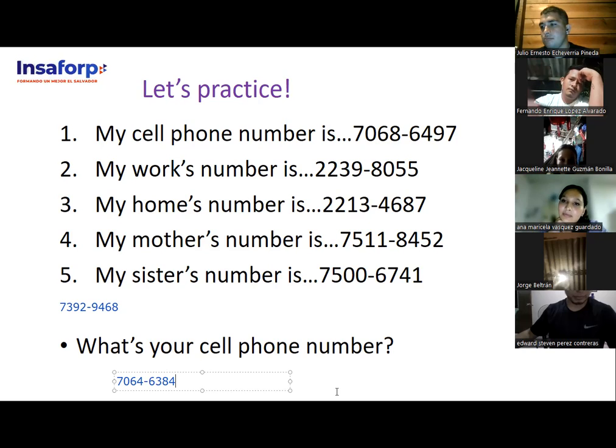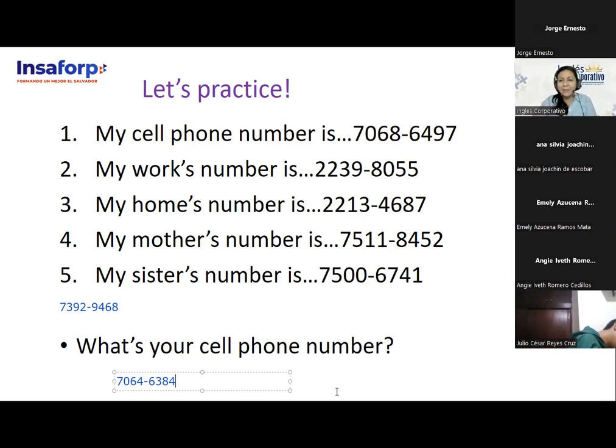Jacqueline, ask Emily. Ask the question to Emily. Emily, what's your cell phone number? My cell phone number is 7747-2219. Okay, is that correct? 7747-2219? Is that correct, Emily? The one that I wrote here? Sí, sí. Yes, it is. Yes. Emily, ask Angie.